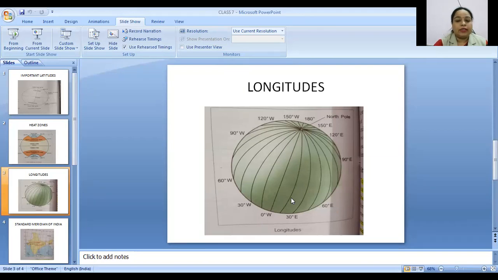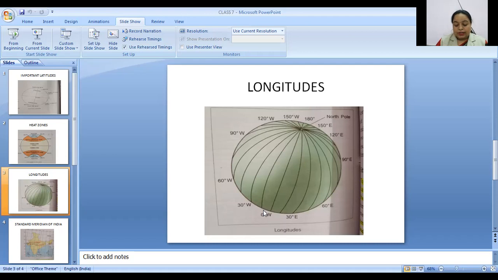So today I'll start with longitude. First, what are longitudes? These are imaginary lines joined together at the poles, and they have regular distance. These lines are called longitudes. They run from the north pole to the south pole. These are not present on the earth. They are all imaginary lines running from one pole to another pole. So these are called longitudes.